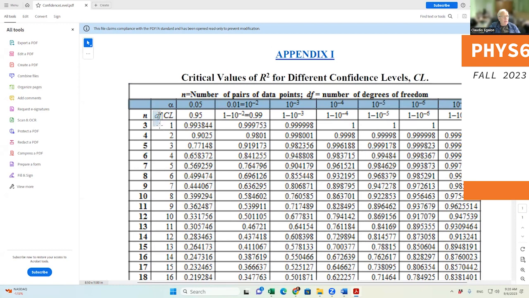The same thing applies to the degrees of freedom. What you see here is n minus 2, right? If n equals 3, the degrees of freedom, df, is 1. N equal to 4, degrees of freedom is 2, and so on. Those are statistical; df is a statistical parameter. So now let's continue with our example.